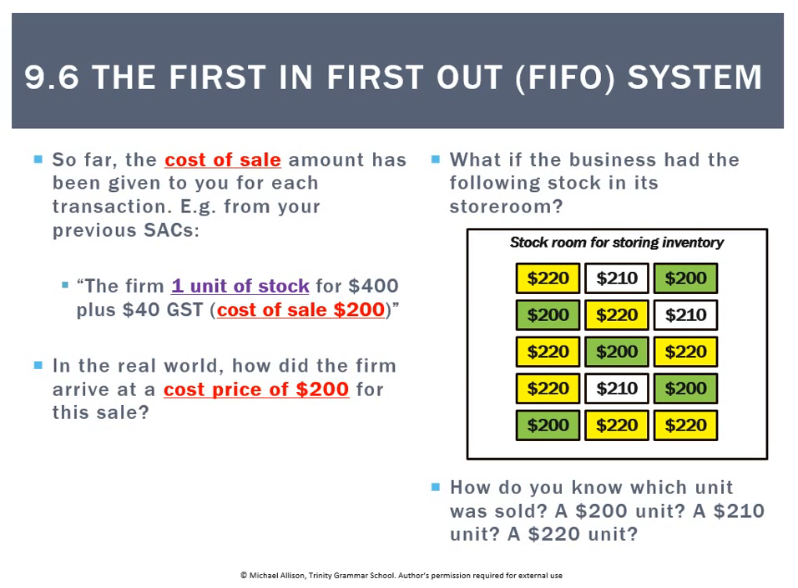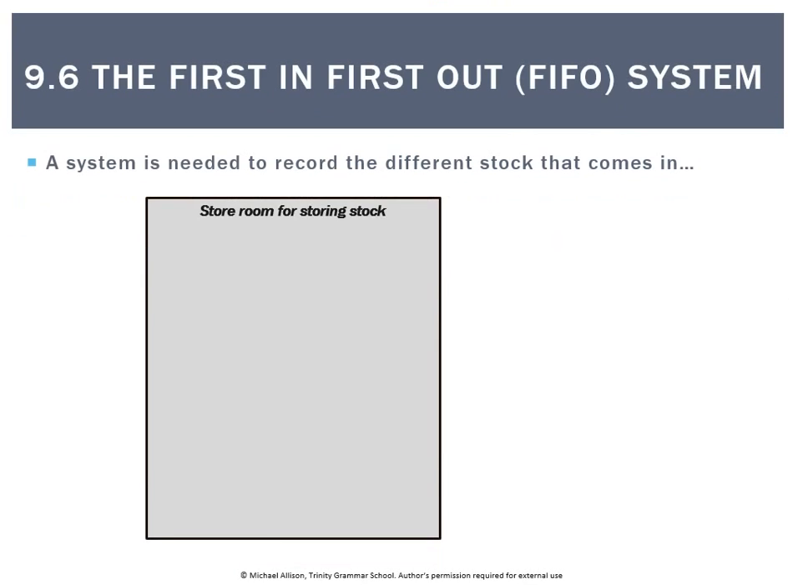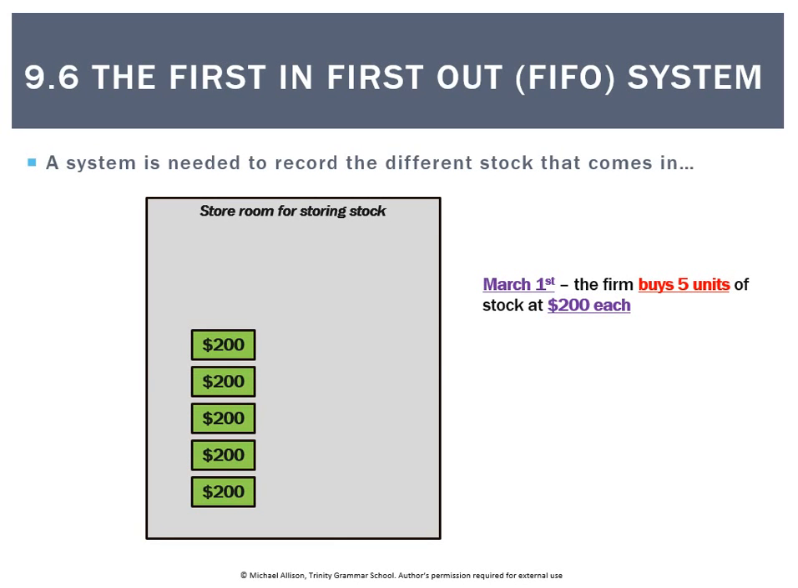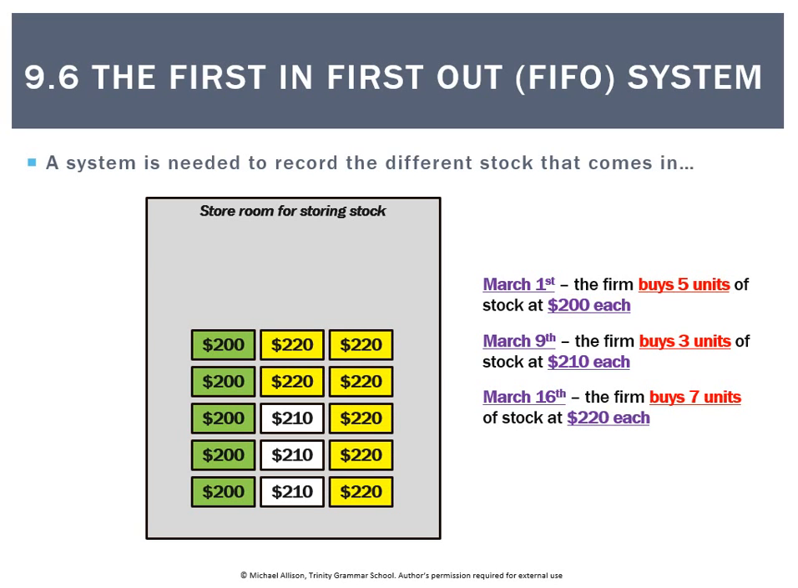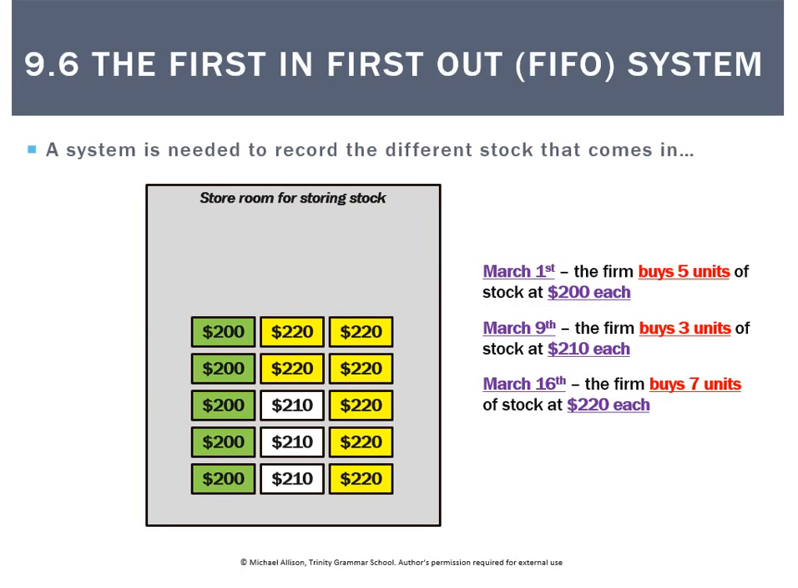What we need to realize is that we need a rule or a system to figure this out. And that system is going to be called FIFO, or first in, first out. So using an analogy, here's our stock room again. Let's say on March the 1st, the business bought 5 units of stock for $200 each. On March the 9th, the business bought 3 units for $210 each. And then on March the 16th, we bought 7 units for $220 each. And there they are, just sitting in a pile.